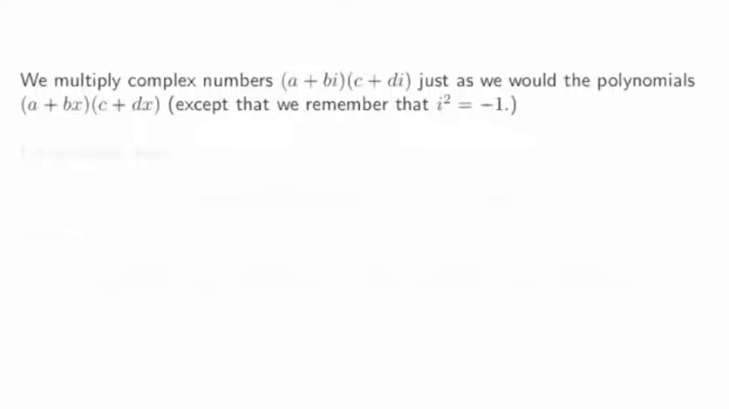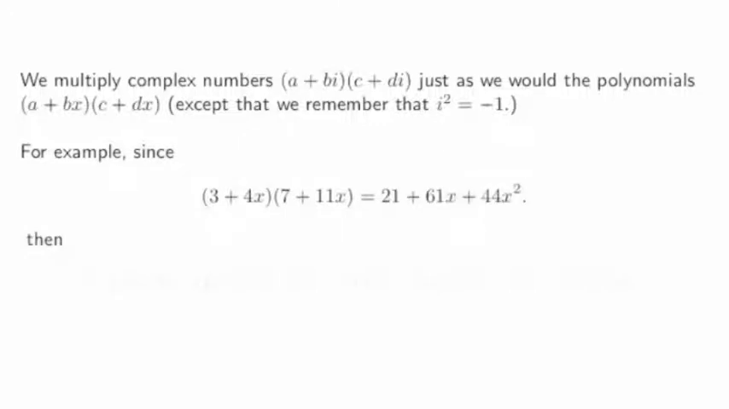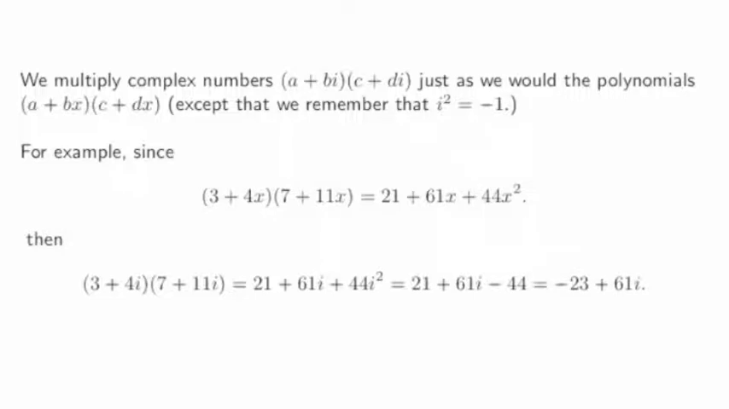We multiply complex numbers just as we would with polynomials, except that we need to remember that i squared is minus 1. For example, if you multiply these two polynomials, if you expand them out, you get this expression. So if instead we multiply 3 plus 4i times 7 plus 11i, the first step would be to get the same expression. You expand as you normally would. But remember that i squared is minus 1, so 44i squared is minus 44. Now I can collect like terms, the 21 and the minus 44, and get minus 23 plus 61i.